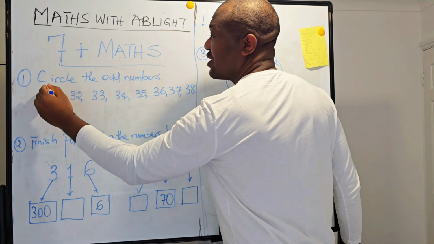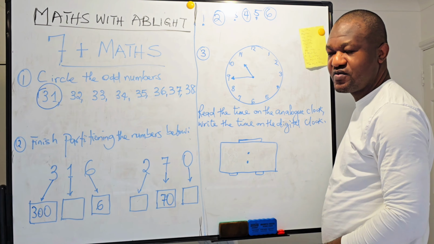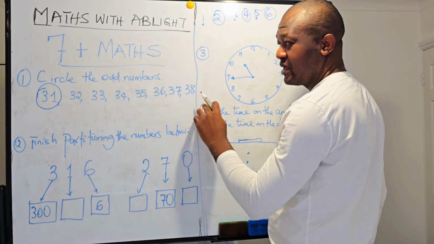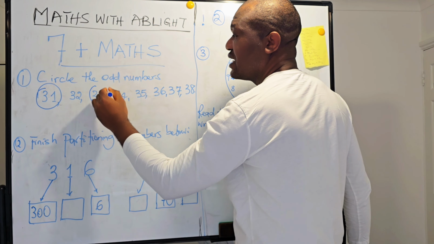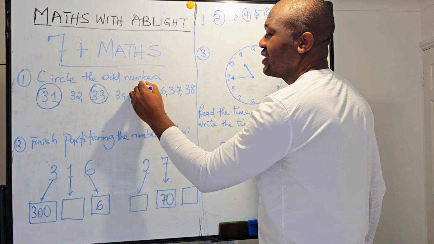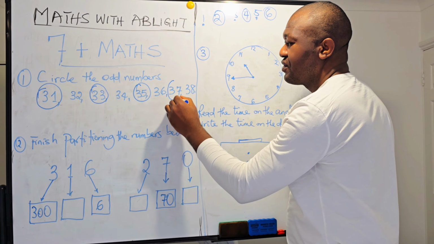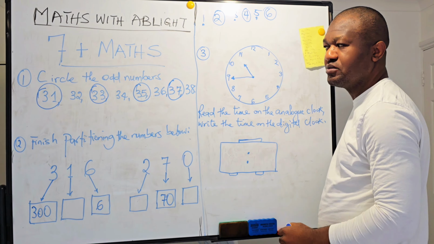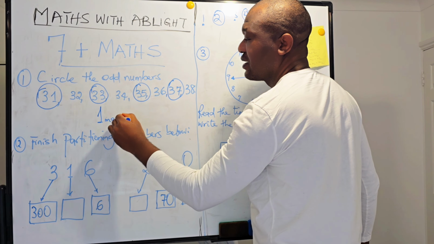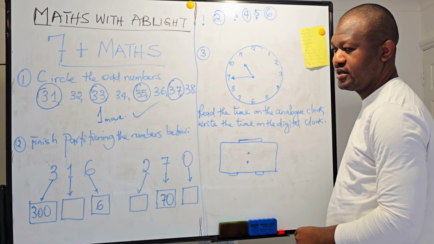We can see very well that 31 is not divisible by 2. You circle that. It says circle the odd numbers. Look at the list of numbers before you. 33 is not divisible by 2. Circle it. 35 is not divisible by 2. And 37 is not divisible by 2. This question is for 1 mark. And you have scored your full 1 mark.